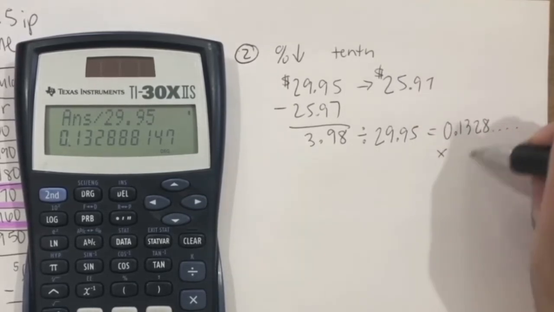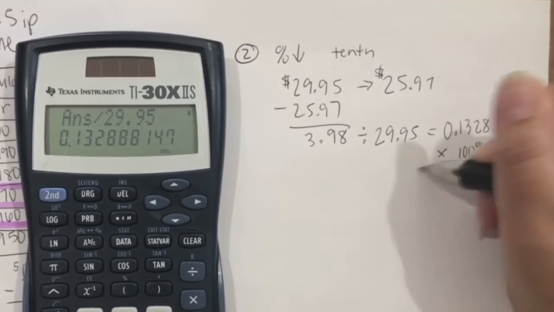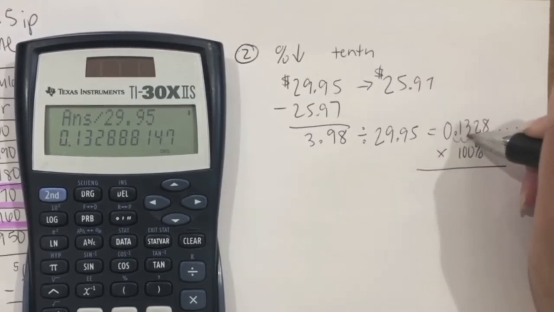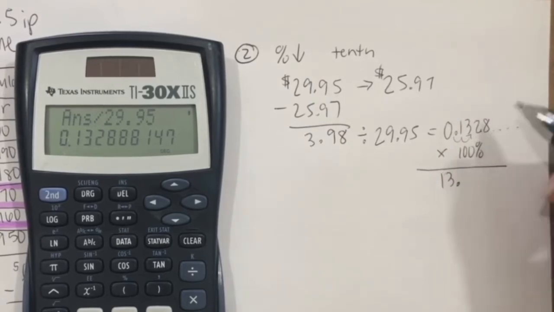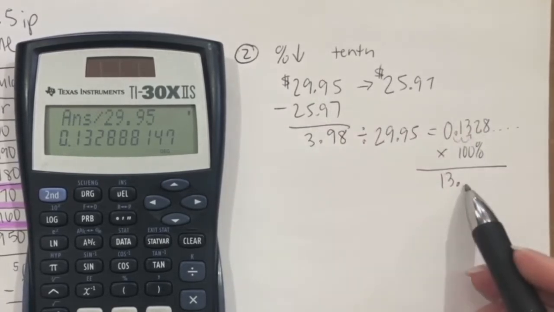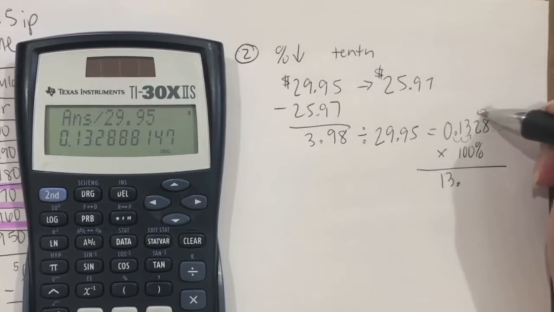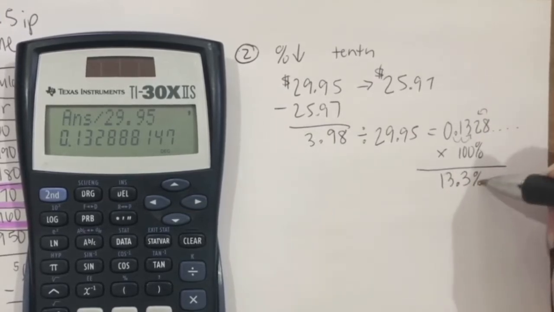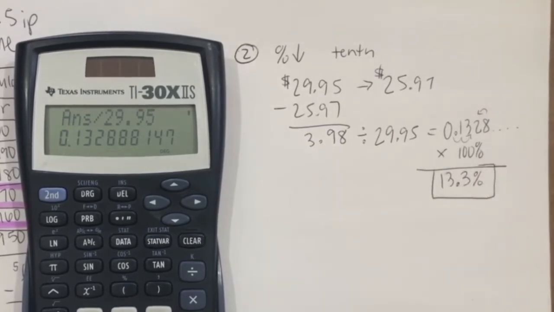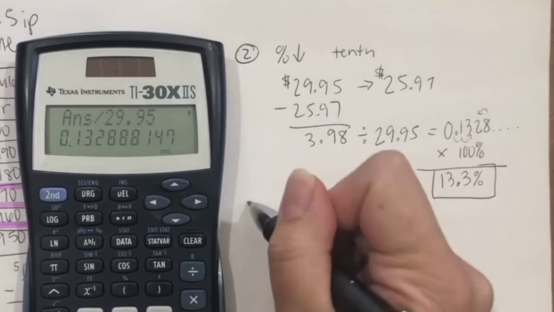Then we're going to multiply that by 100%. That moves the decimal twice, and we get 13 point. We need to round to the nearest tenth. That's the first place after the decimal. So the 8 makes the 2 round to a 3. So 13.3% is our percent decrease.